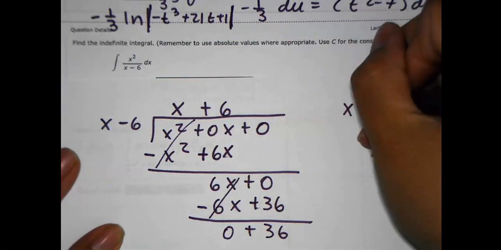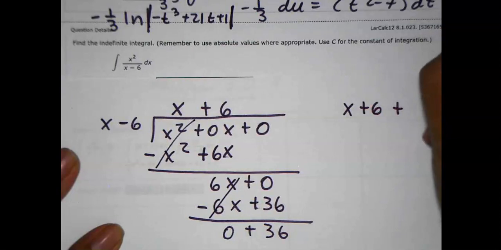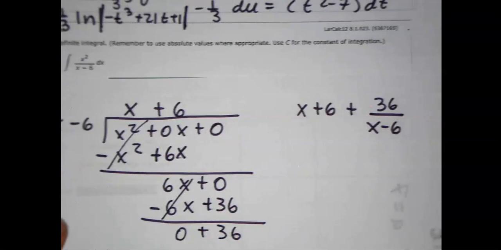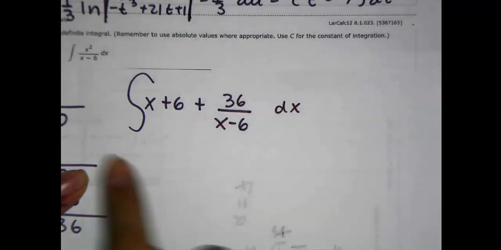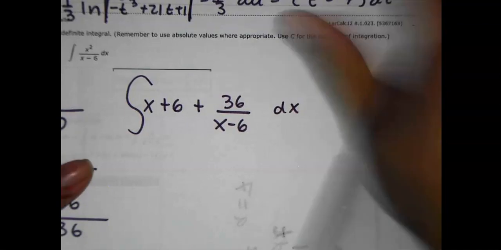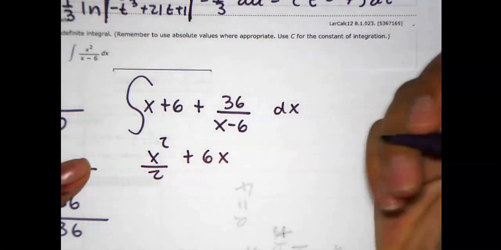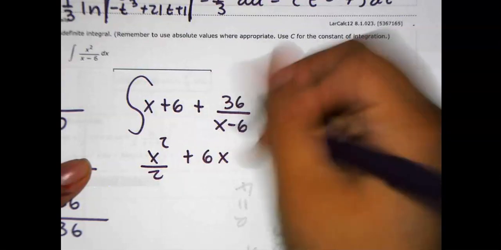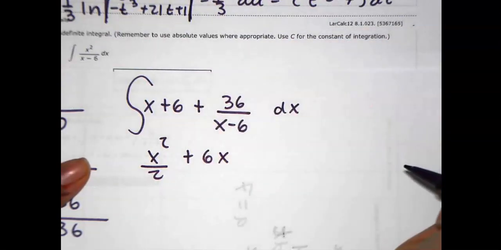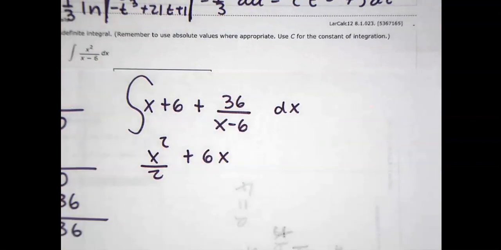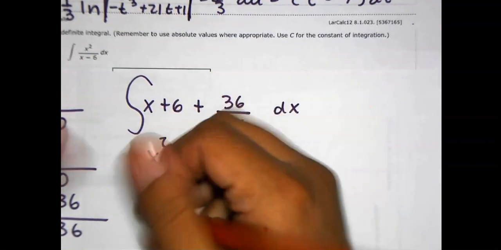So what do we have? X plus 6 plus our remainder divided by whatever we're dividing by. And this is what we integrate. So to integrate x, we just add 1 and divide by that number. For a constant, we add x. For the other term, I'm going to do it in a different color, and I'm going to do it separately.